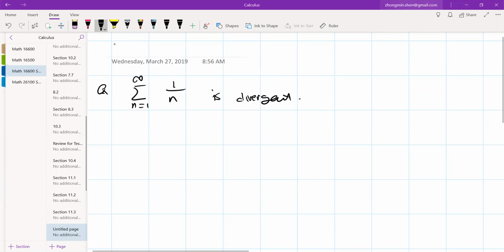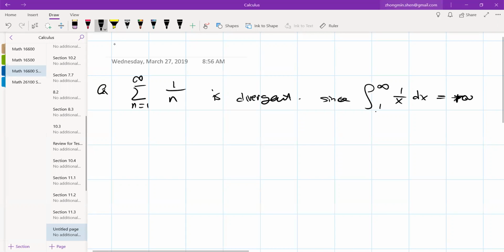How do you prove it's divergent? The easiest way to prove it's divergent is using the integral test. Okay, it's divergent since the integral from 1 to infinity of 1 over x dx is going to be, it's easy to check, infinity. Okay, we use the integral test.